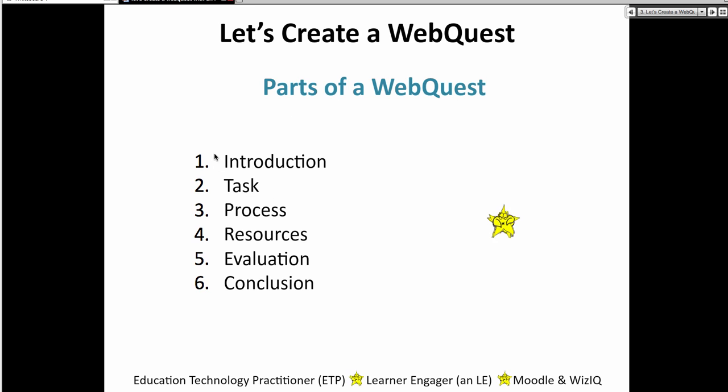Okay, the parts. There are six basic parts of a WebQuest. And by the way, those of you who came in late, I mentioned that you can do this in teams if you want to team up and do it with someone else. You might want to do that for the first time and then create by yourself when you feel more confident. Working collaboratively on a WebQuest is a nice idea. And I also mentioned that I worked with five or six people once on a WebQuest.